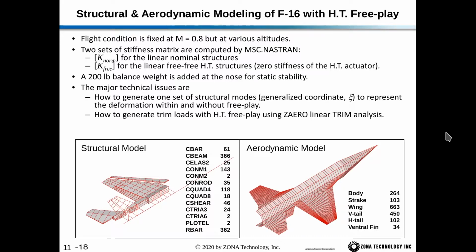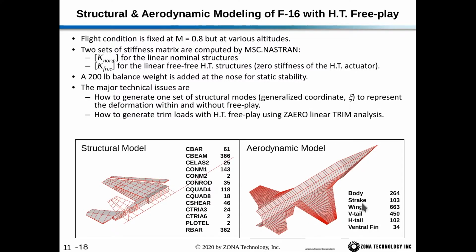Now, the major technical issues are how to generate one set of structural modes, generalized coordinates, to represent the deformation both within and without Freeplay, and then how to generate the trim loads with the horizontal tail Freeplay using the ZAERO linear trim analysis. So our structure model is shown on the left here. We have a detailed wing and horizontal tail, and then our fuselage, you can see, is a simple beam. The aerodynamic model is shown on the right.